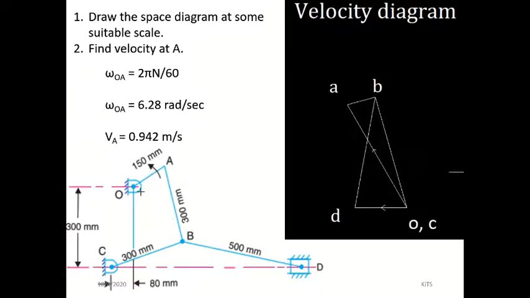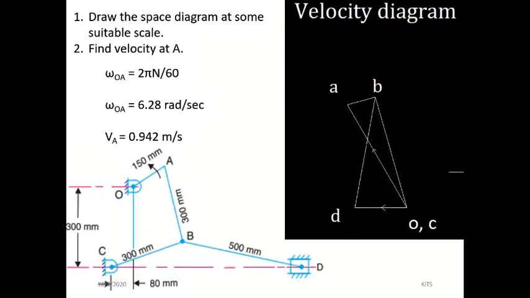So for all the fixed links you have to mention one dot. For the remaining links it should be a perpendicular line. For the piston it should be a parallel line. So I know the velocity of OA, 0.942 meter per second. So here also I have to do scaling. I am going to do the scaling now.